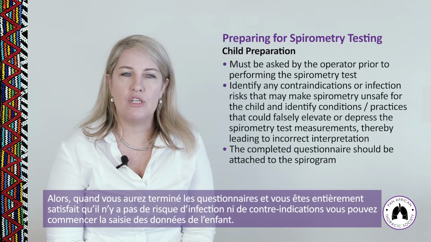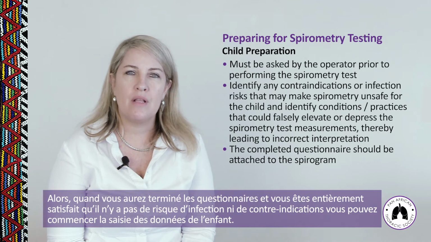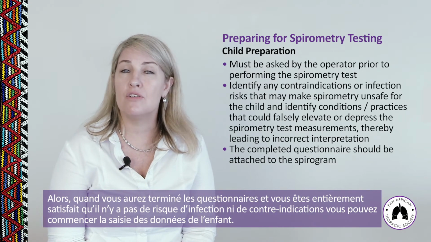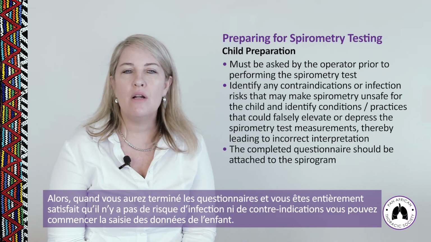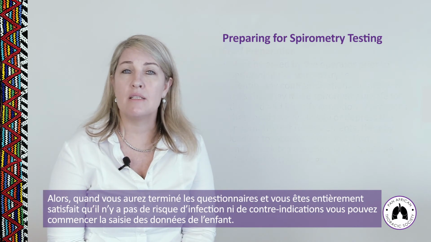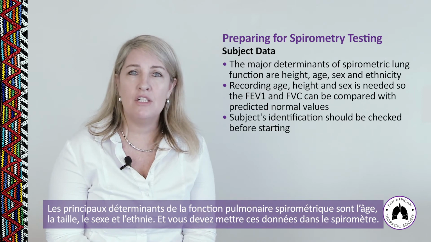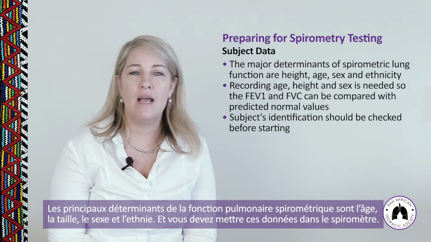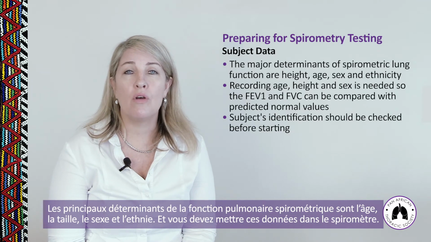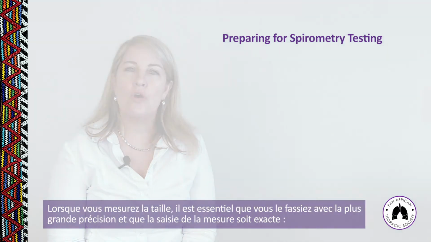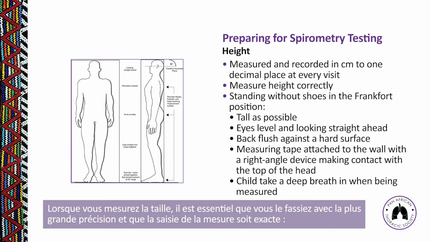Right, when you've done all your questionnaires and you are absolutely sure that there's no infection risk, that there's no contraindications to testing, we can go ahead and start entering the subject data into the spirometer. So the major determinants of spirometric lung function is age, height, gender, and race. So you need to correctly record those things into the spirometer. So when taking a height, it's very, very important that you take the height as accurately as possible and that you enter the exact measurement of height into the spirometer.